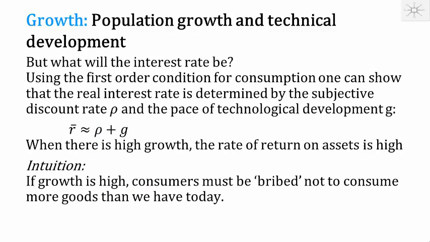Well, again, you can use the first order condition for consumption and show that the real interest rate is going to be determined by two things: the subjective discount rate, rho, as before, and the growth of technology, g. And if we assume a specific utility function, the log function, then we get that the real interest rate is equal to rho plus g. So here we have learned a very important lesson: in an economy with high growth, the real return on assets is going to be high.